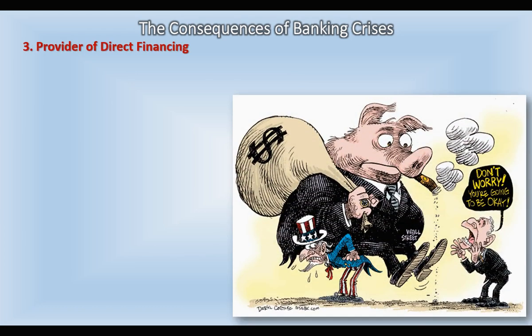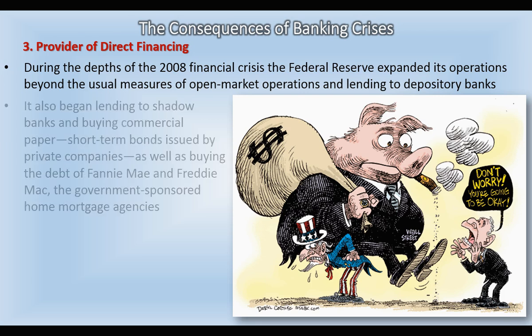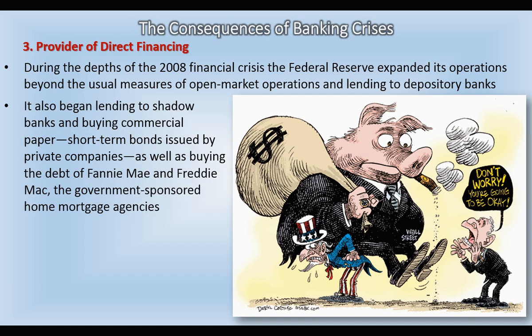And finally, the government can provide direct financing. So during the depths of the 2008 financial crisis, the Federal Reserve expanded its operations beyond the usual measures of open market operations and lending to depository banks. It also began lending to shadow banks and buying commercial paper, which are short-term bonds issued by private companies.